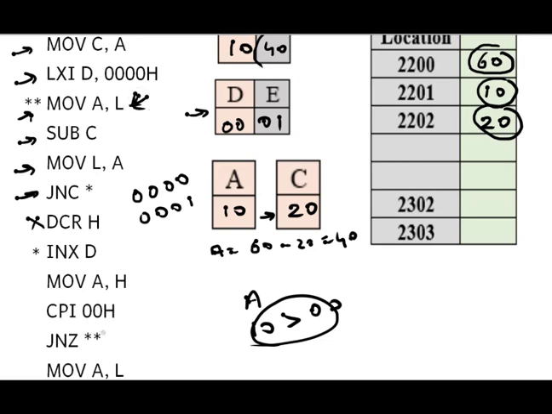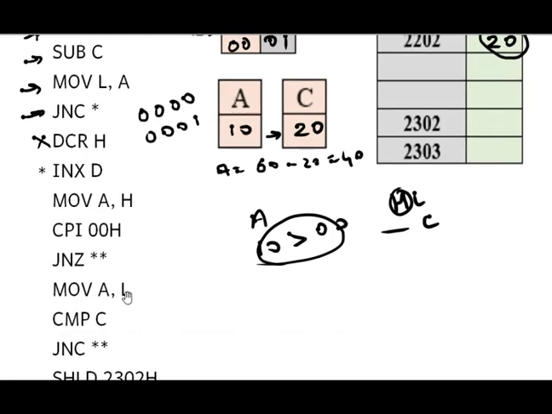Why are we doing this CPI 00, putting H in A? Because when we are subtracting from HL with C, a time will come when H becomes 0. When it becomes 0, we just do this L to A and check L, because as we keep decreasing H and L, a time will come when H becomes 0 and only L will be left.